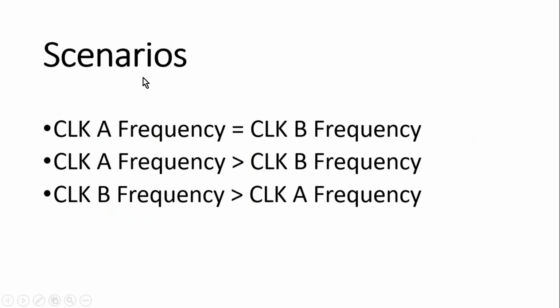To dig deep into the answer, I will consider three scenarios. In the first scenario, we will consider that clock domain A frequency is equal to clock domain B frequency. In the second scenario, clock domain A frequency is greater than clock domain B frequency. And in the last scenario, clock domain B frequency is greater than clock domain A frequency. Let us start with the first scenario, where clock domain A frequency is equal to clock domain B frequency.